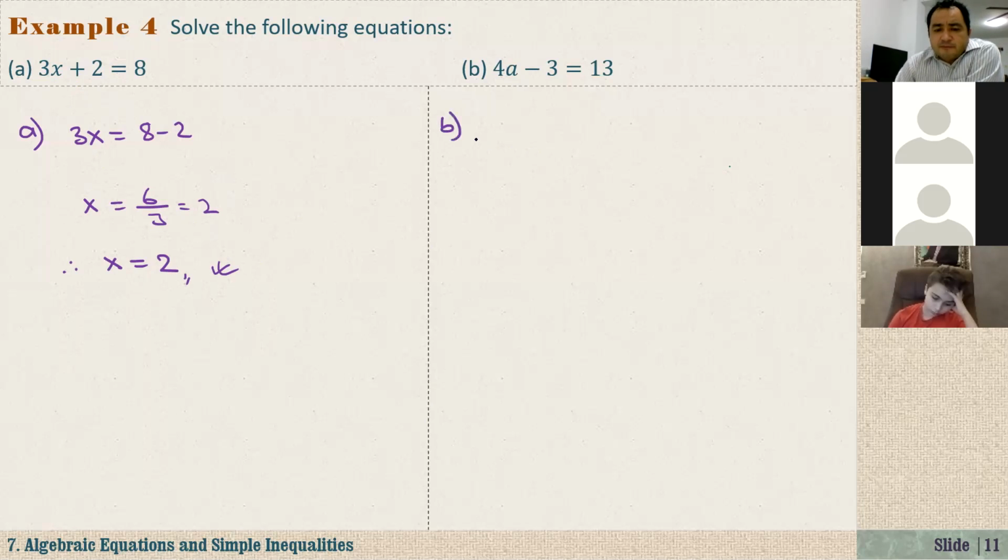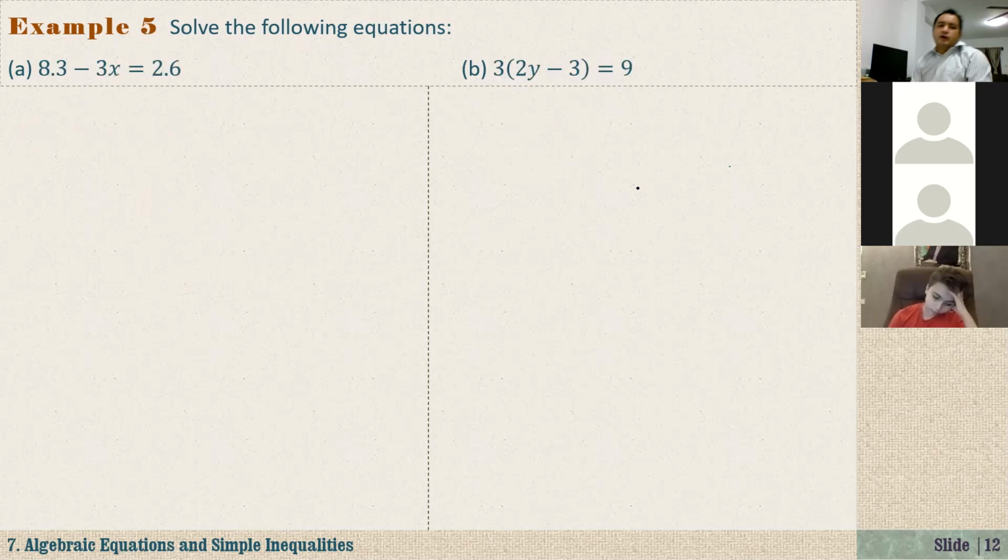How about B? 13 plus 3 will be 16. So 4a equals 16. So what is A? 16 over 4, which is equal to 4. All right. Next. Ibrahim, your turn. Tell me, what is the first step?